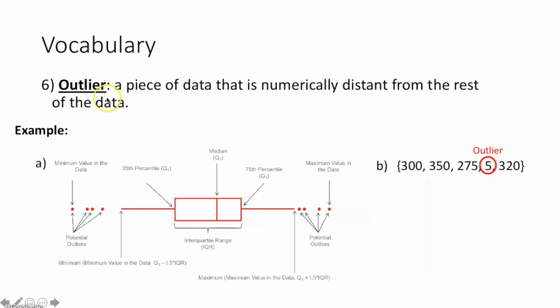An outlier is going to be a piece of data that is numerically distant from the rest of the data. So on your box and whisker plot, those will be denoted by little points outside of your whisker. So just beyond your whisker, any of those points would be considered outliers. If you have a set of data, it's just something that doesn't belong. It's too far outside of your data. So here you can see everything we have is greater than or equal to 275, besides this 5, which looks like it doesn't belong. Therefore, it's an outlier.